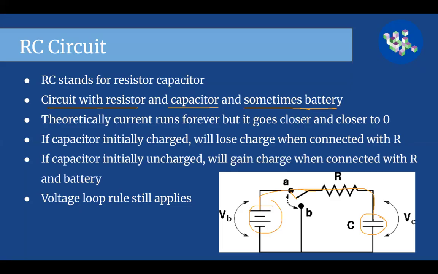But if the capacitor is initially charged and we disconnect the battery, so we flip this switch to B, we're just going to have this loop. Then it'll lose the charge and eventually it'll decay to zero. Importantly, to solve for these, we will use the voltage loop rule. Next slide.